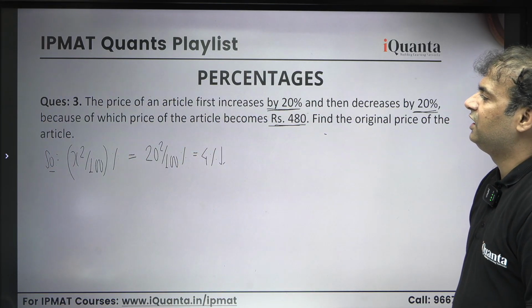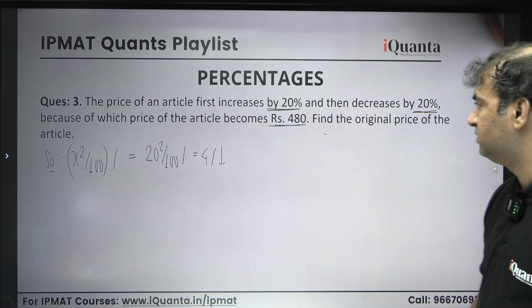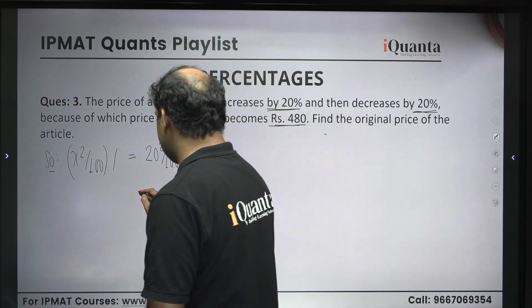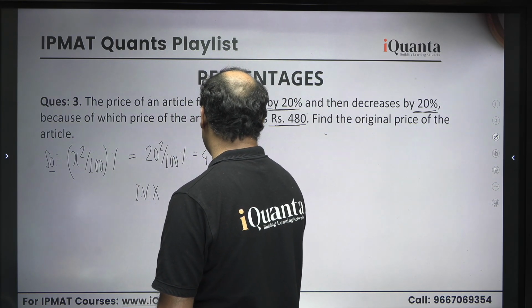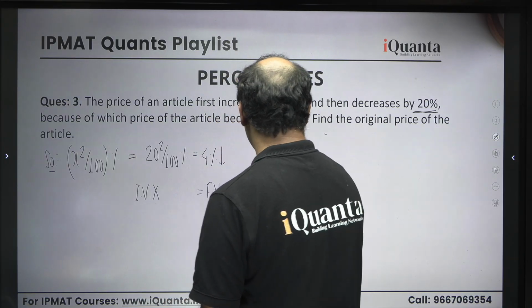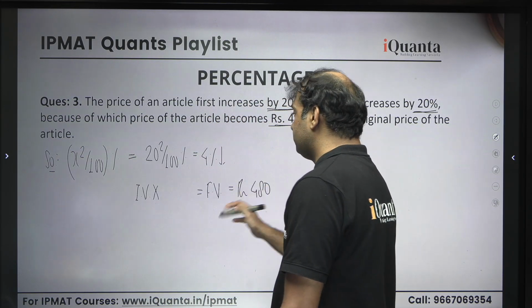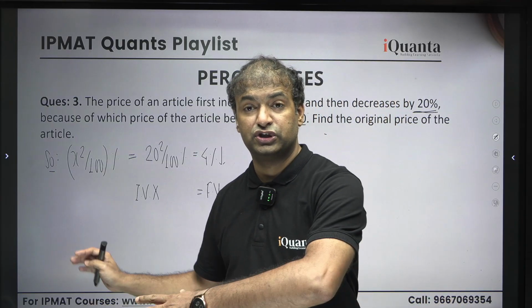Okay. Now the price decreasing by 4% and becoming 480, so we need to find the original price of the article. Guys, okay, initial value into the multiplication factor is again the final value, which you can use. The final value is given to us, rupees 480 as well, right? What should be the multiplication factor? See here, the decrease of 4% is the overall change, right?